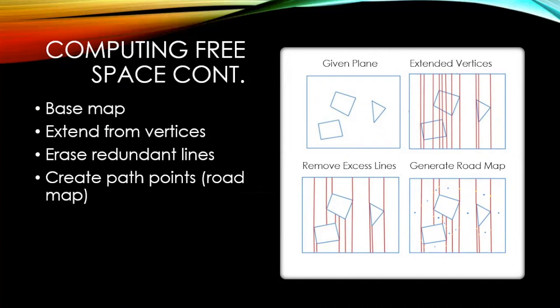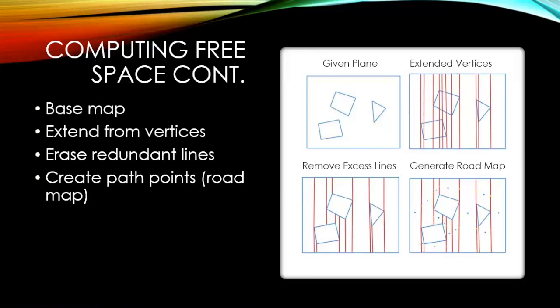To compute the free space, we start out with the base map, which just contains the area that our robot will be in, the point that we're trying to reach, and all of the obstacles. We begin by extending vertical lines from each of the vertices in the obstacles. We then erase all of the redundant lines to form polygons of free space.